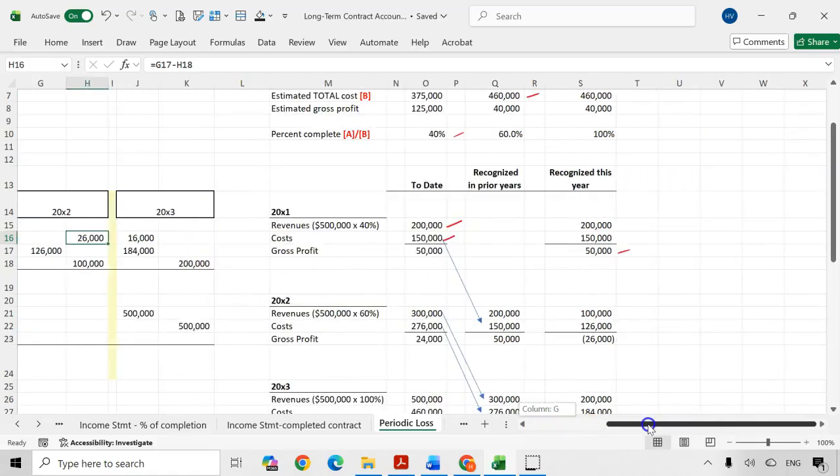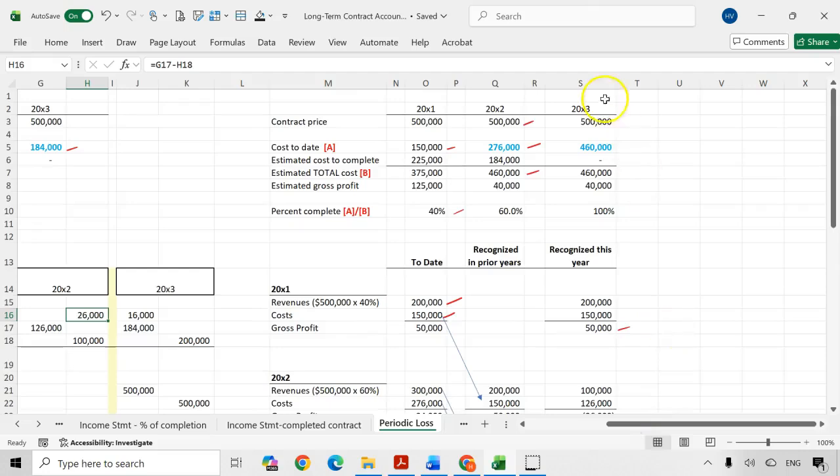Now, let's go through to 20X3. Our cost to date is $460,000, and it's the end of our contract. So our contract price is $500,000. Our total cost is $460,000. So our actual gross profit is $40,000.